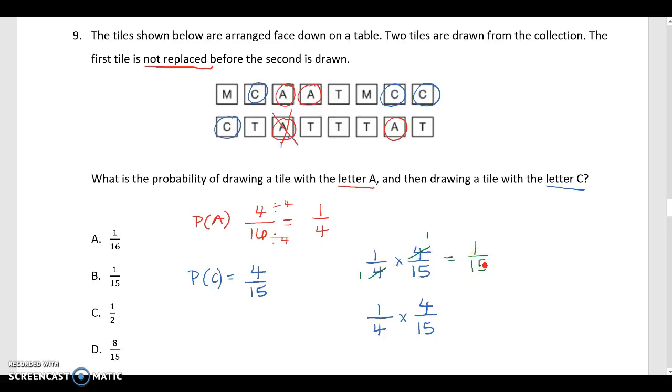Some of us are not as comfortable, so we say 1 times 4 is 4. 4 times 15, well, 2 times 15 is 30, so 4 times 15 is 60, and then we can reduce it by dividing the top. Well, let's say 2, so it would be 2 over 30. Then you can reduce again, right? Divide by 2, 1 over 15. So there's our answer.